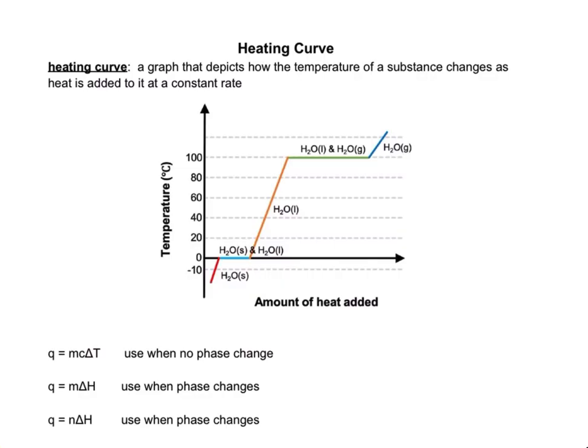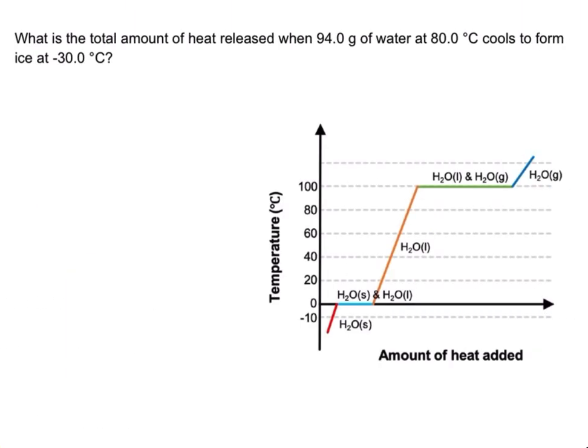M is mass in grams, and that means that delta H is given to us in some unit of energy like joules per gram. If our delta H is in some energy units like joules per mole, then we're going to have to use Q equals N times delta H, N meaning the number of moles. Let's take a look at an example.